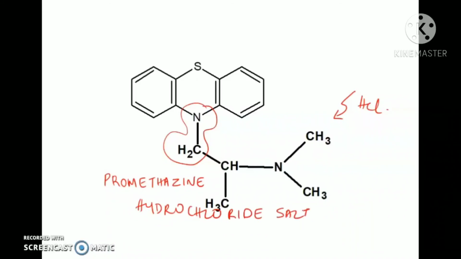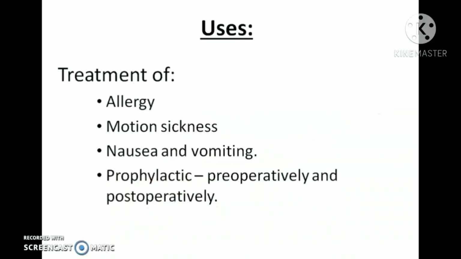Coming to the uses of promethazine hydrochloride, it is an antihistaminic agent, so it is used in the treatment of allergic conditions. Then it is used for its anti-nauseant activity, for nausea and vomiting associated with pregnancy, motion sickness, as an anti-emetic, and it is used prophylactically. It can be used prophylactically both pre-operatively and post-operatively. So that's all about promethazine.